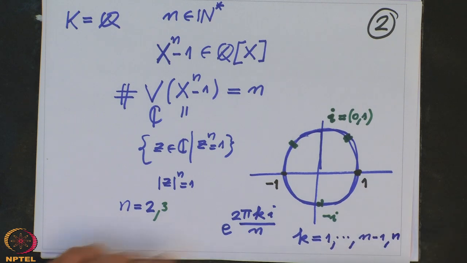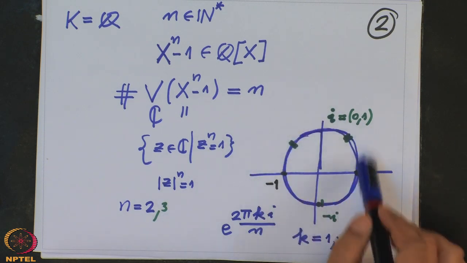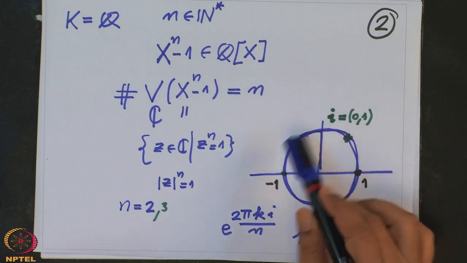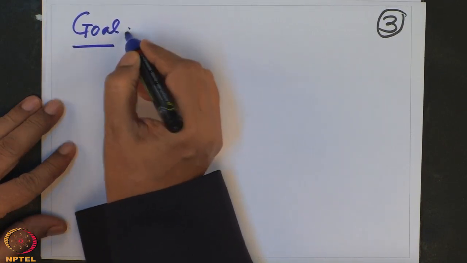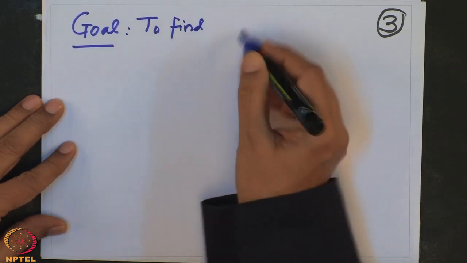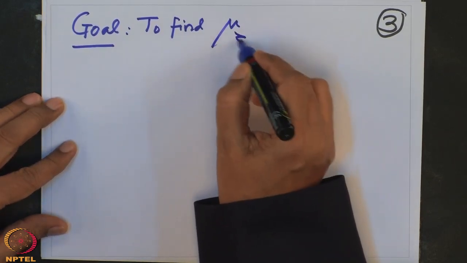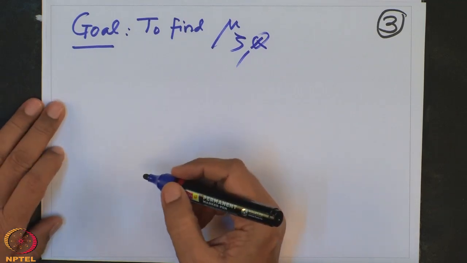Okay, so they are the zeros. The cyclo word comes from the circle. They are all on the circle. Our main problem is to find the minimal polynomial of zeta over Q. I am taking the case K equal to Q.